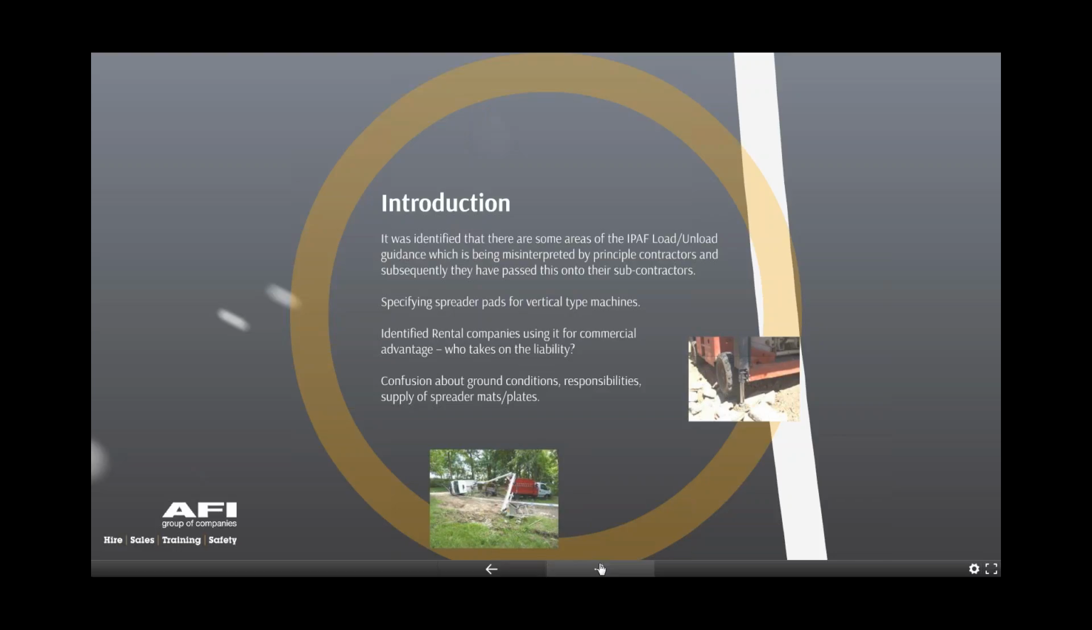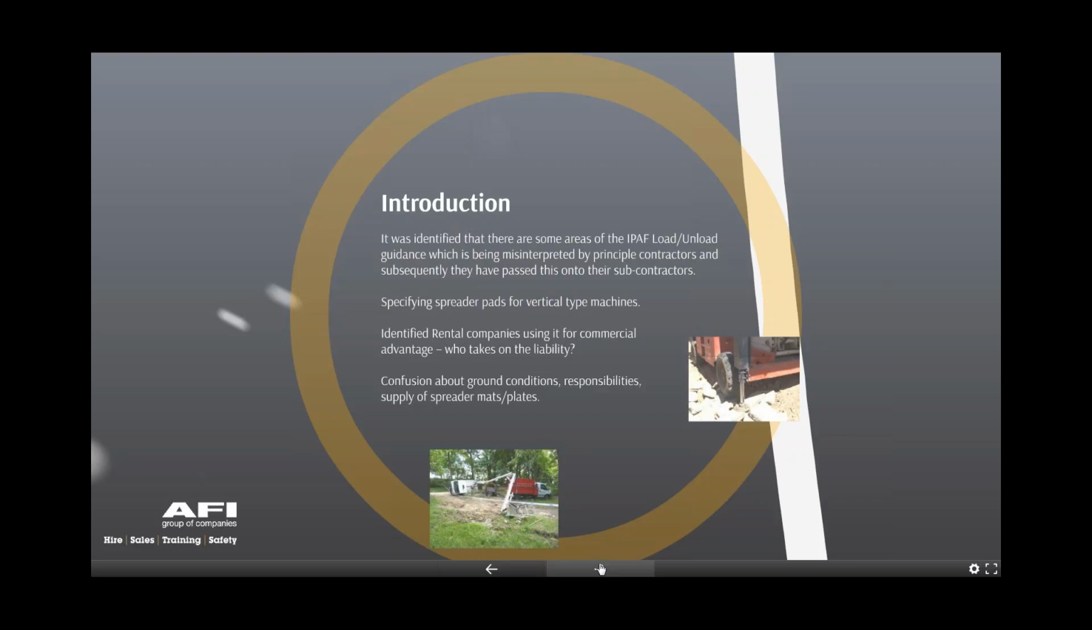The answer for trucks and tracks was yes, without doubt. Our trucks and tracks go out with spreader pads. But then we were asked about vertical type machines or scissors that had jacks, and our answer at the time was no, emphatically no. This was because it's the client, the contractor, the subcontractor's responsibility. But we will supply weight to the machine and point loads, which is our responsibility under Section 6.